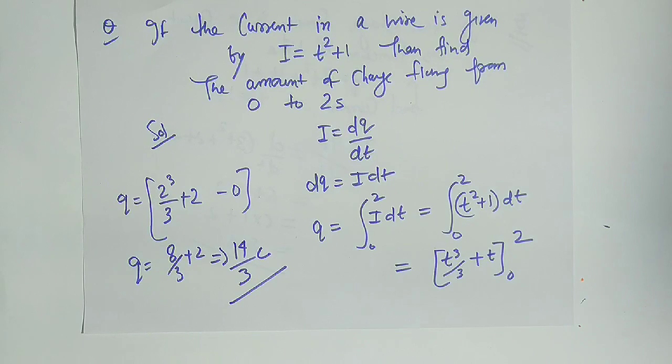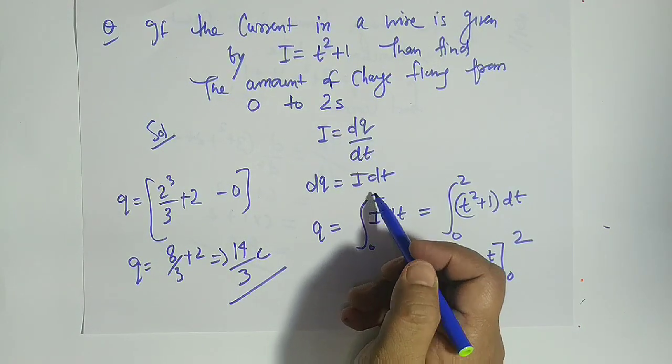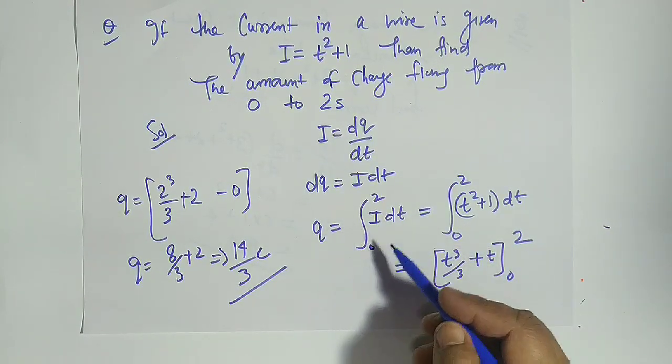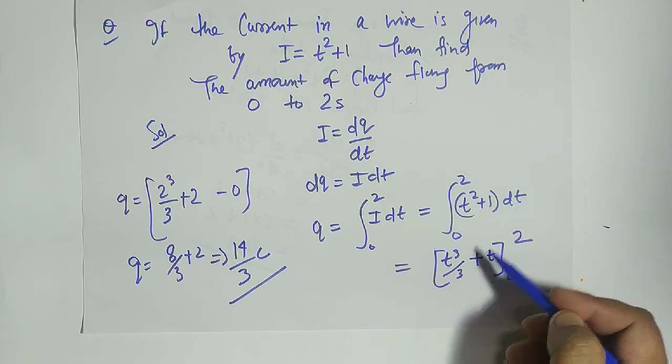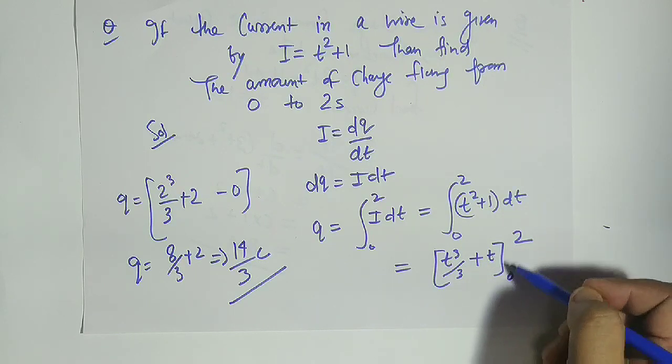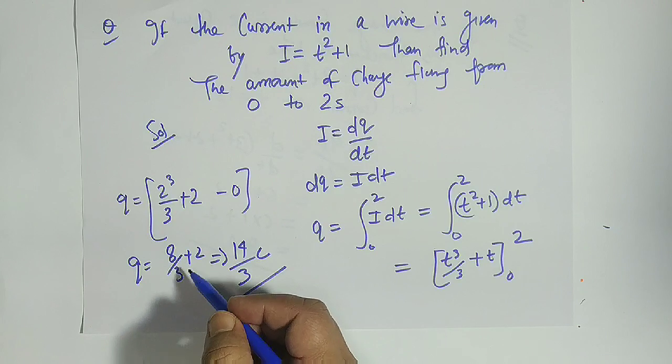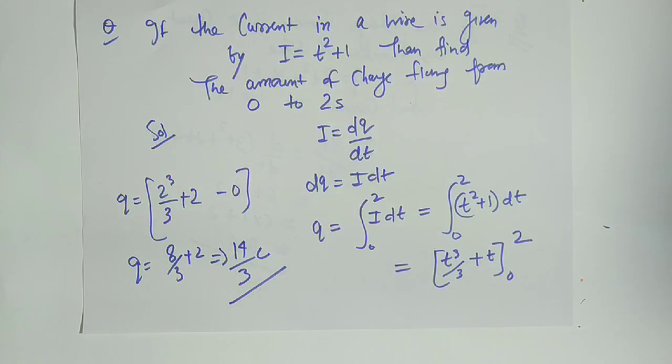Are you getting it or not? So I is dq by dt, dq is equal to I dt, q is the integration, you put it here, it will be t cube by 3 plus t, and then you solve it out. It is going to be what? 8 by 3 plus 2, 14 by 3 coulomb. So these type of questions can also be asked. So this is how we have started with current in a conductor.